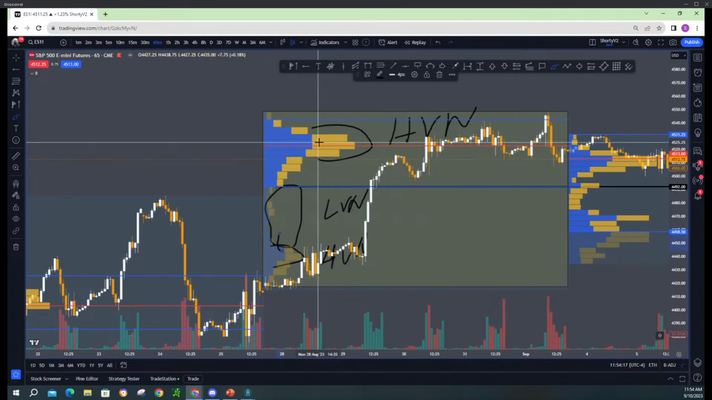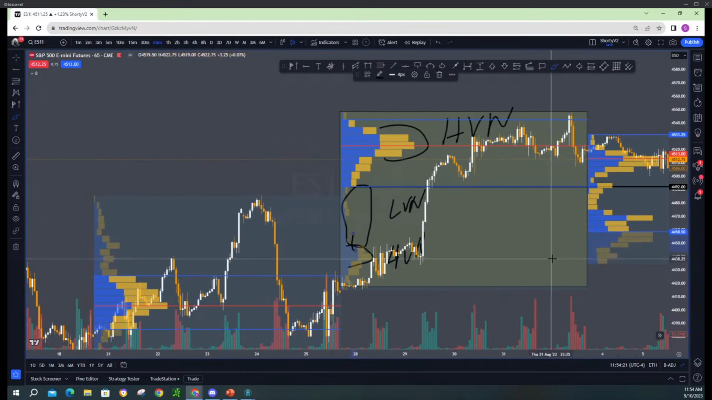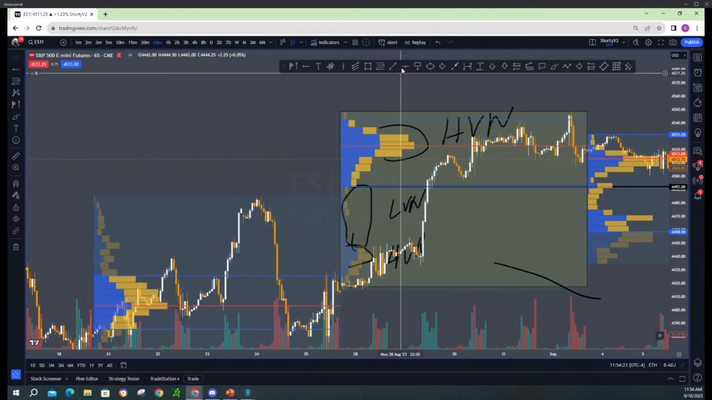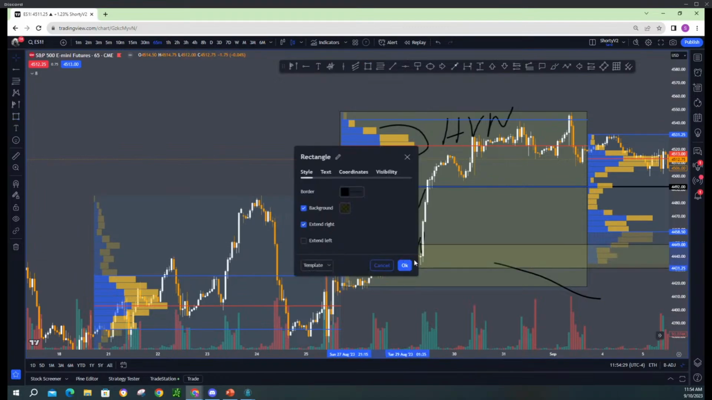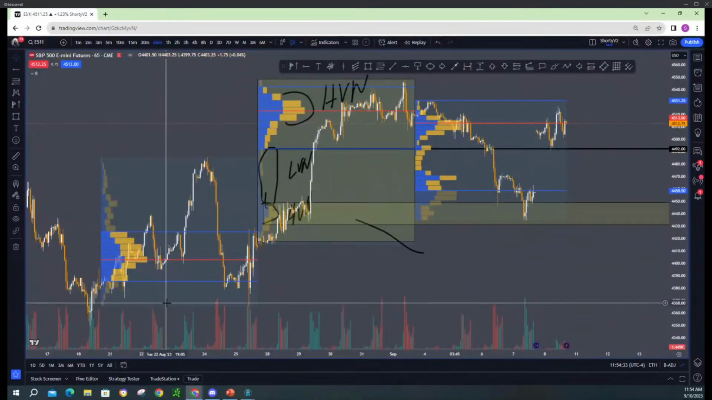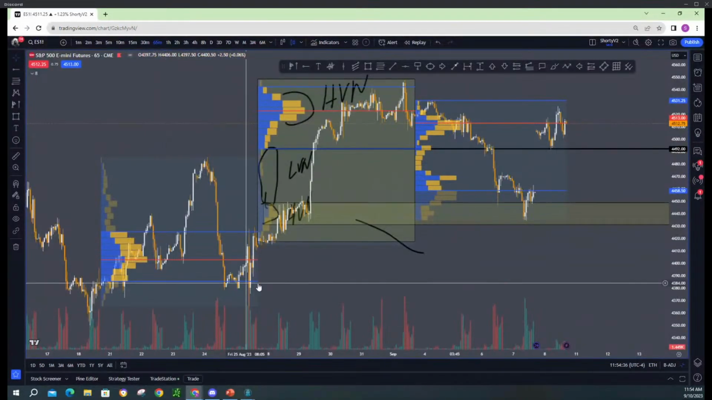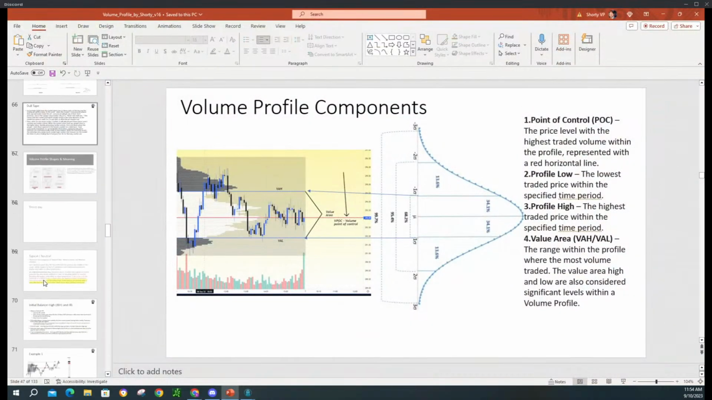Remember on P shapes, we were going to get into it, but it's in a PowerPoint. How do you play a P shape? I'm just going to draw this blindly here and let it go to the right. P shape. We use, from the top, the high volume nodes to exit. Where do you buy P shapes?